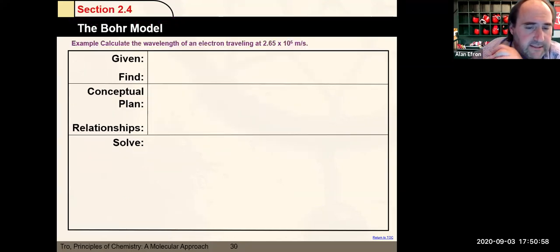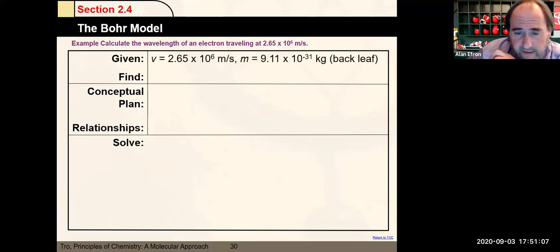So why don't you take a second and calculate the de Broglie wavelength here for an electron that is traveling at 2.65 times 10 to the, it looks like 8 maybe, meters per second. Actually 6 meters per second. Let's see what you come up with. The mass of an electron is right there, 9.11 times 10 to the minus 31 kilograms.